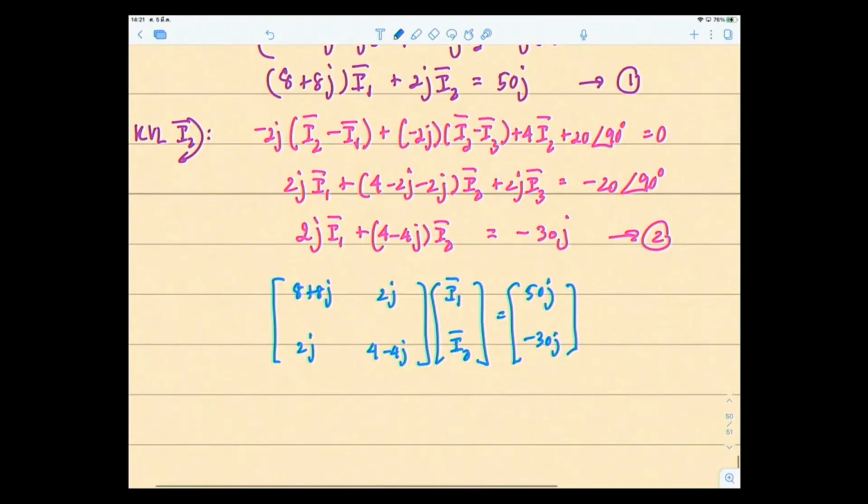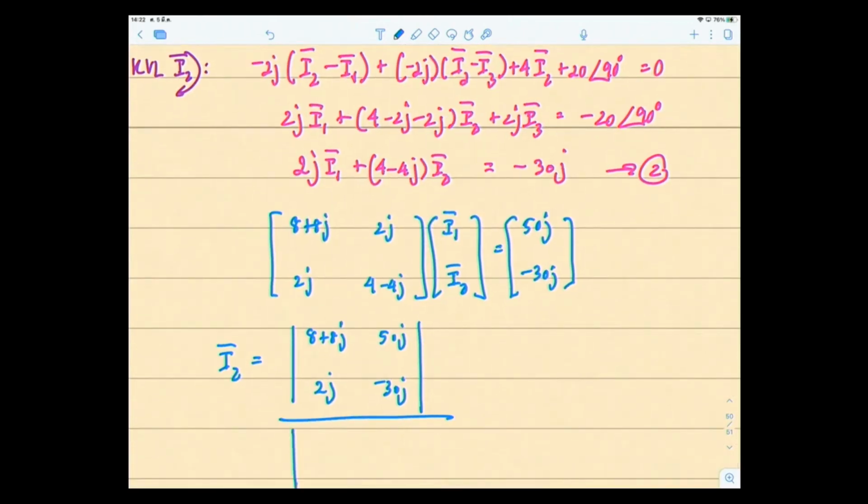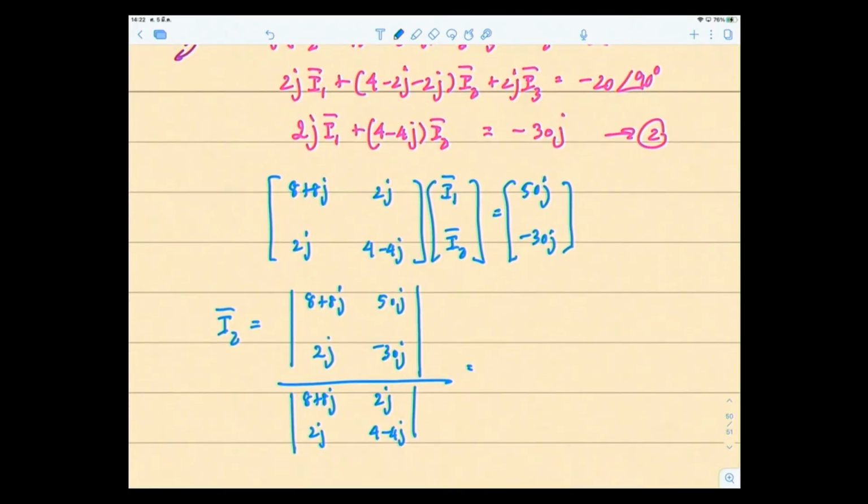So therefore I2 is equal to the determinant of 8 plus 8j, 2j, and 50j, minus 30j divided by the determinant of the matrix itself, 8 plus 8j, 2j, 2j, 4 minus 4j. Okay, so you find the determinant of these two matrices divided together, and the answer you will get is 6.12 angle minus 35.22 degrees amps.